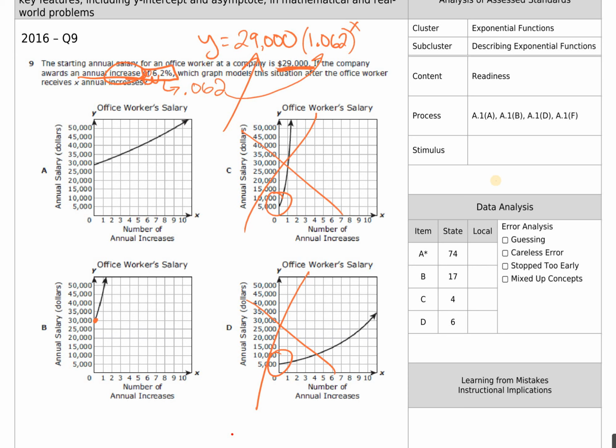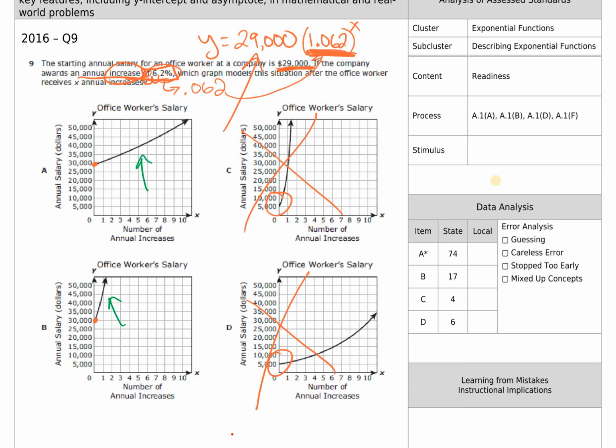30,000, 29,000, it's just below the line. 29,000, just below 30,000. So A and B have the right y-intercept. And now we have to see which one has a growth rate of 6.2%. Well, let's think about it. Is 6.2% a large growth or a small growth? It's a small growth. We're looking at these two lines, how fast they're growing. I have a hunch which one it is, and hopefully you do too. But we can also test it.